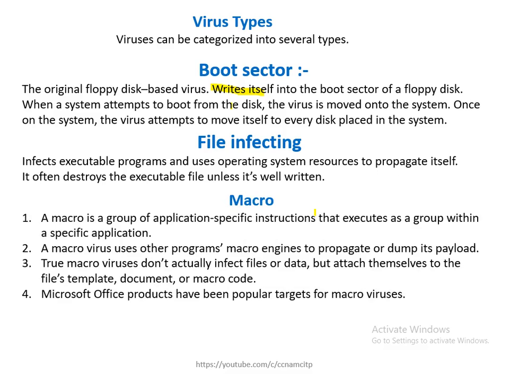Next one is macro. So what happens in this macro? A macro is a group of application specific instructions that execute as a group within a specific application. So it is not a single one, it will be a group of multiple application specific instructions. A macro virus uses other programs. The main concept of macro is that it will damage other engines. It will destroy the engine of other applications. That is the main concept here.